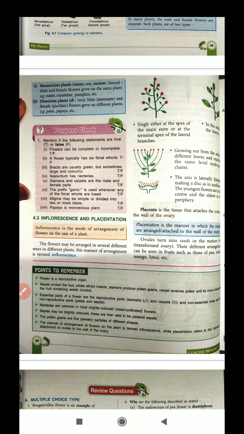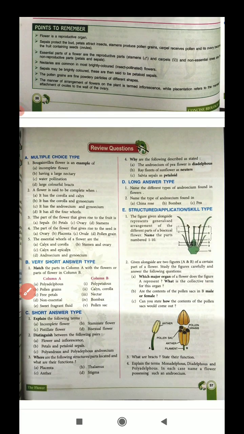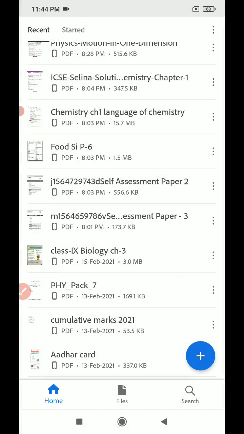And now students, lastly, placentation is the manner in which the ovule is arranged, attached to the wall of the ovary. So students, sometimes questions come, what is placenta and placentation. I hope you understand. This is the lecture all about the chapter, the flower, and there is a very short exercise. However, I will provide all the question answers. Thank you.